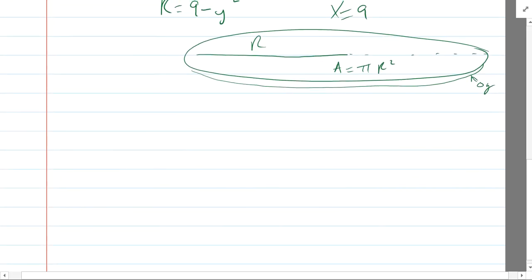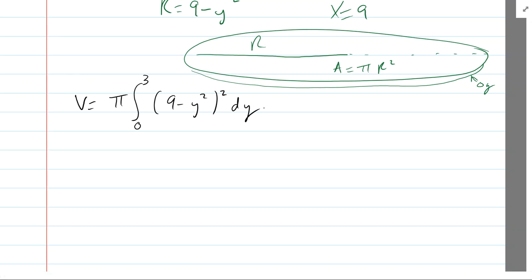Okay, so let's go ahead and find the volume. My volume, I'm stacking pi r squareds. So it's pi integral. What was my lower limit of integration? 0 to 3, right? Of 9 minus y squared, y'all are so confident about that, and I'm squaring this radius dy. Was that the hard part? Yes.